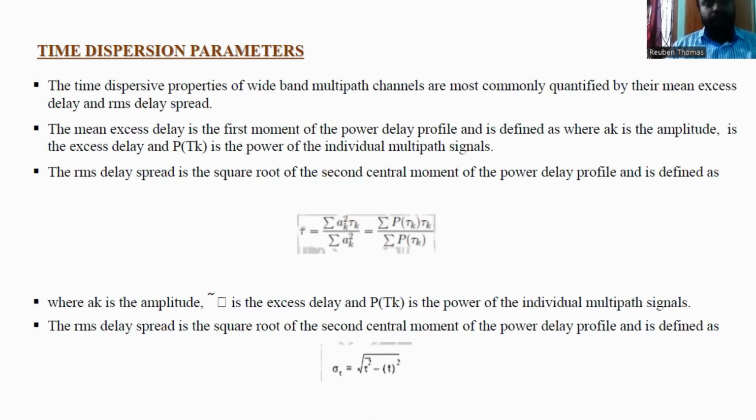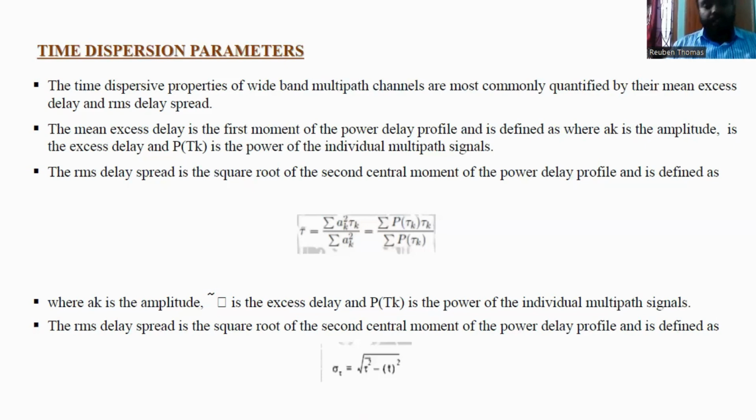The RMS delay spread is the square root of the second central moment of the power delay profile and is defined as tau bar equals sigma a_k squared tau_k divided by sigma a_k squared, that is equal to sigma P(tau_k) tau_k divided by sigma P(tau_k), where a_k is the amplitude and tau_k is the excess delay and P(tau_k) is the power of the individual multipath signals.